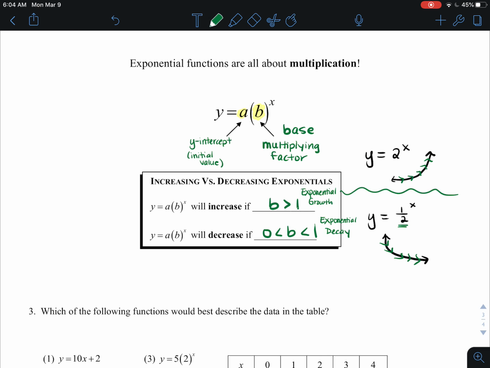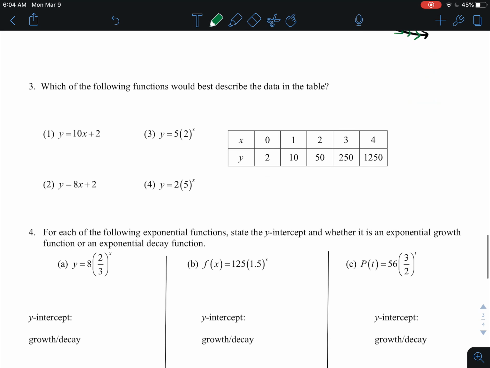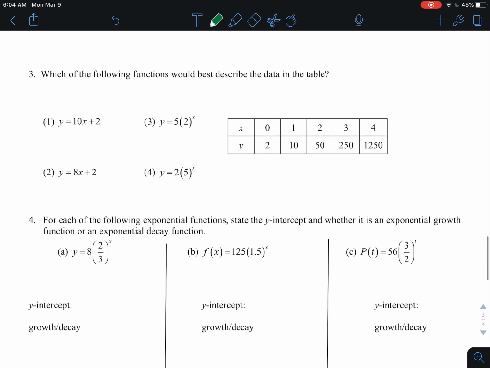Okay, so now let's try a couple questions. Which of the following functions would best describe the data in the table below? Let's look at our y values for a moment. When we look at linear functions, which is what we see here in choices 1 and 2, these are both linear. Linear functions grow by a constant rate of change. So let's take either of these as an example.